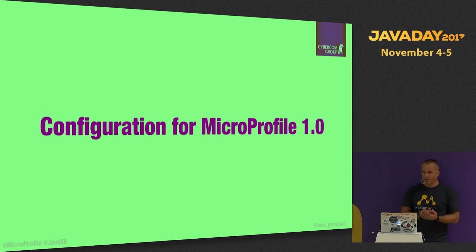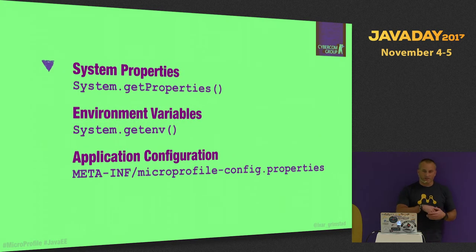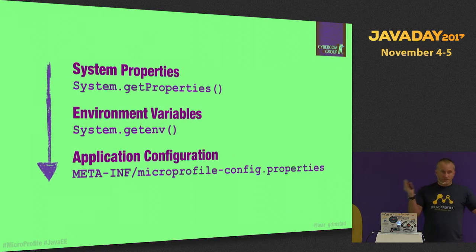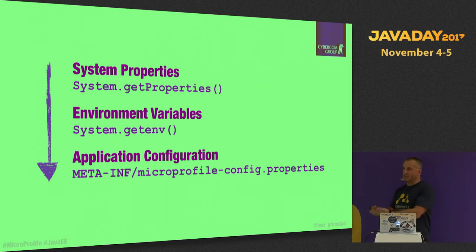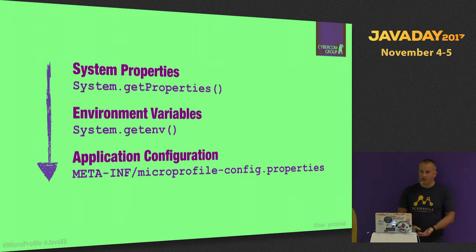And configuration for MicroProfile works in this way by default. If you add system properties to your application, it will use these. If you add environment properties, it will use these unless there are system properties available. And if none of these are available, it will by default use a MicroProfile config properties file, which is inside your application. And the one on the bottom makes sense in your development environment. You're in your IDE and just running yourself. It makes sense to package your properties with your application.